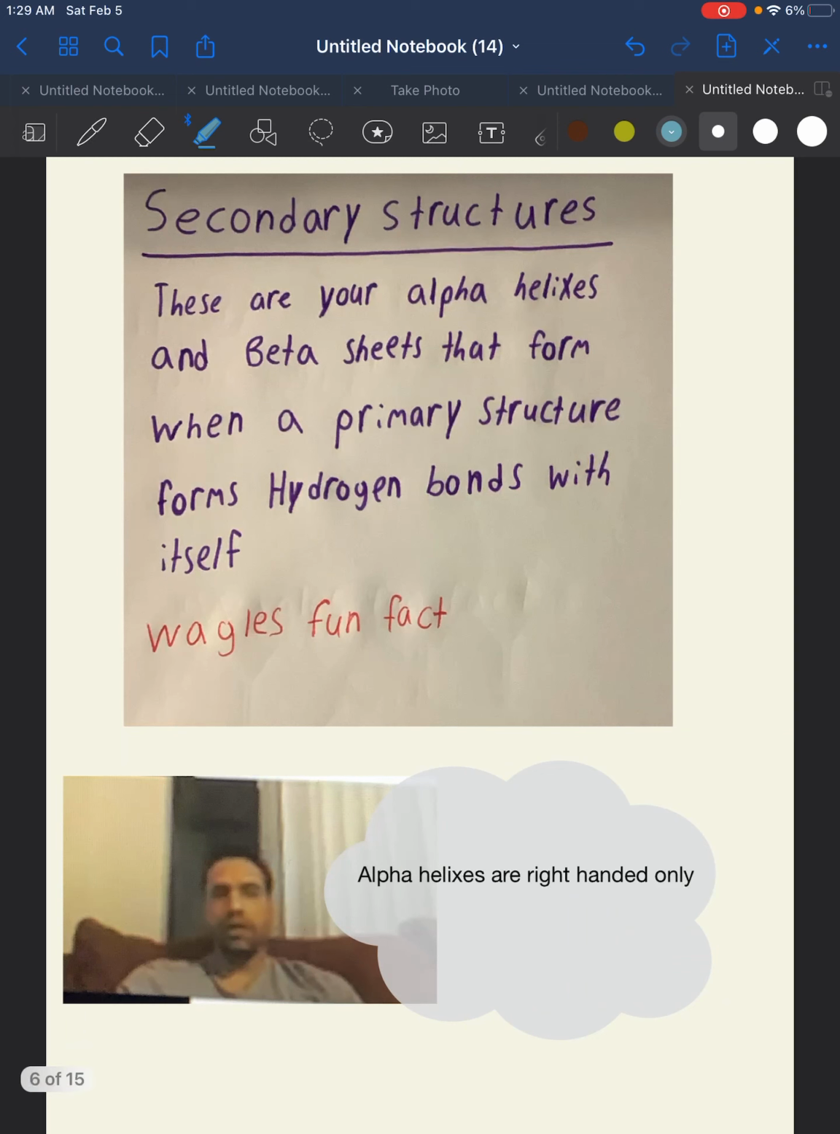The next simplest structure is what we like to call a secondary structure, and this is when that hydrogen bonding occurs between that backbone to form your beta sheets and your alpha helixes. And do remember, Dr. Waglay's fun fact of the day is alpha helixes are right-handed only.